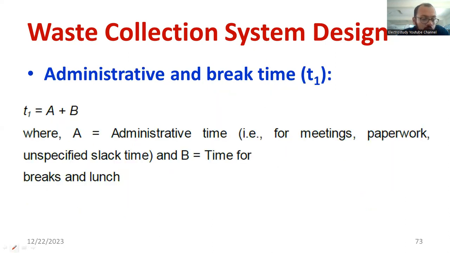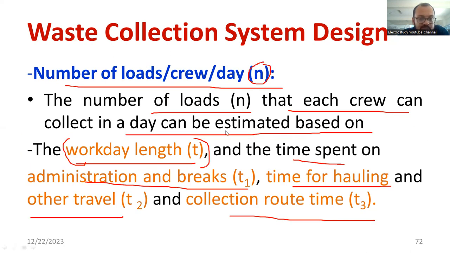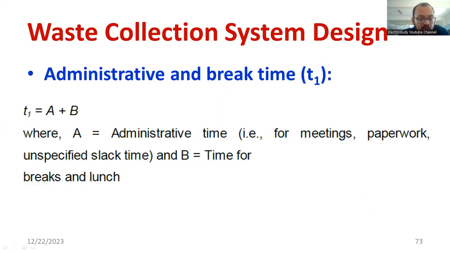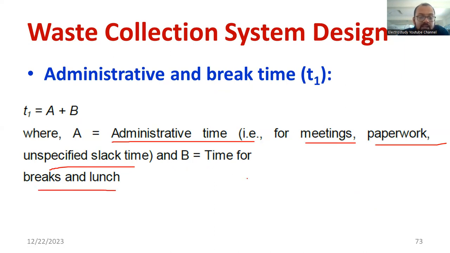First of all, I will talk about T1. Why we are calculating T1, we already discussed. T1 means the administrative time and the break time, so it is a part of the workday length. So how to calculate T1? T1 is the sum of the administrative time, that means meetings, paperwork, unexpected slack time, tolerance time, etc., plus the time for break and lunch. So that is the sum of A plus B, administrative time plus time for lunch break, maybe 1 hour or 45 minutes.